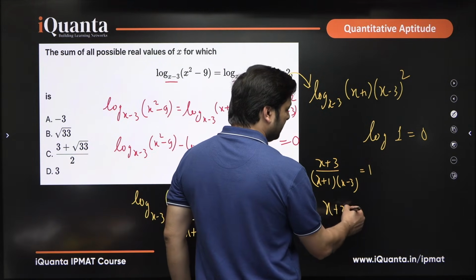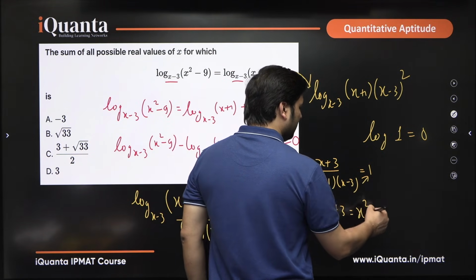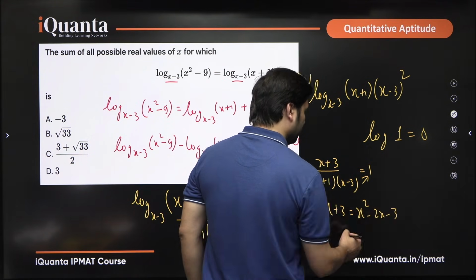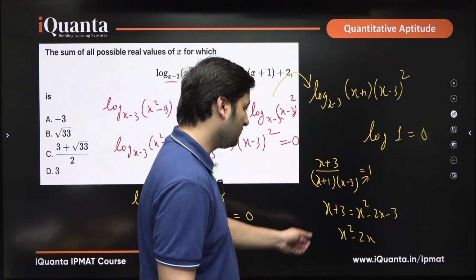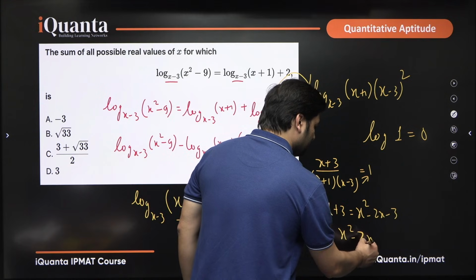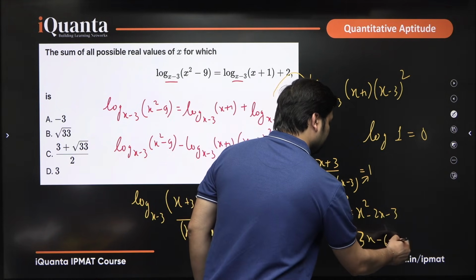So let me solve this. X plus 3 cross multiplies here, we will get x plus 1 into x minus 3. So that means x square minus 2x minus 3. If we solve this further, x square minus 2x, we take this to the right hand side, minus 3x minus 6 is equal to 0.